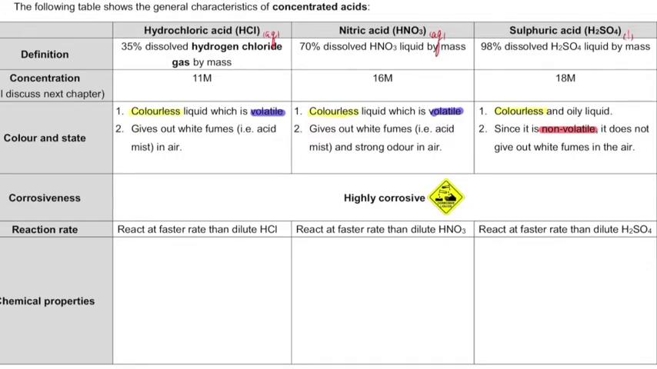Then we move on to the fourth row. Okay, all of the concentrated acids are highly corrosive. That means when we deal with them, we must wear safety goggles and also protective gloves. And better for those volatile concentrated acids, we highly recommend that you do it in the fume cupboard. Okay.